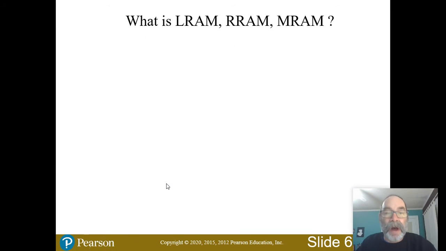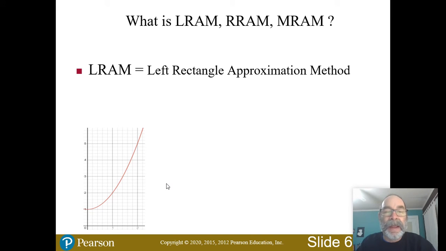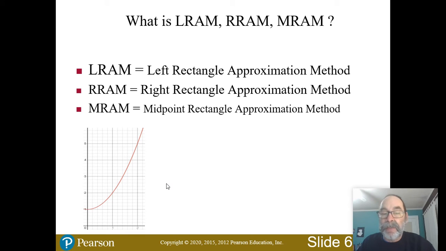So, the book also talks about LRAM, RRAM, and MRAM. Well, what the heck are those? Again, we're going to use the same graph that we had here. LRAM is the left rectangular approximation method. I used to call it left-hand sum. We also have a right rectangular approximation method, and then a midpoint rectangular approximation method. So we've got 3 different rectangular approximation methods: left, right, and midpoint.